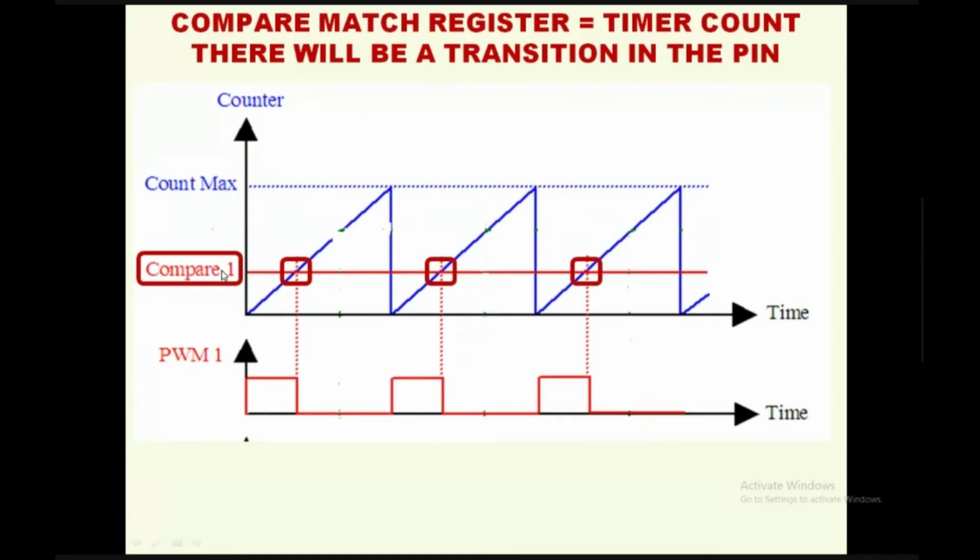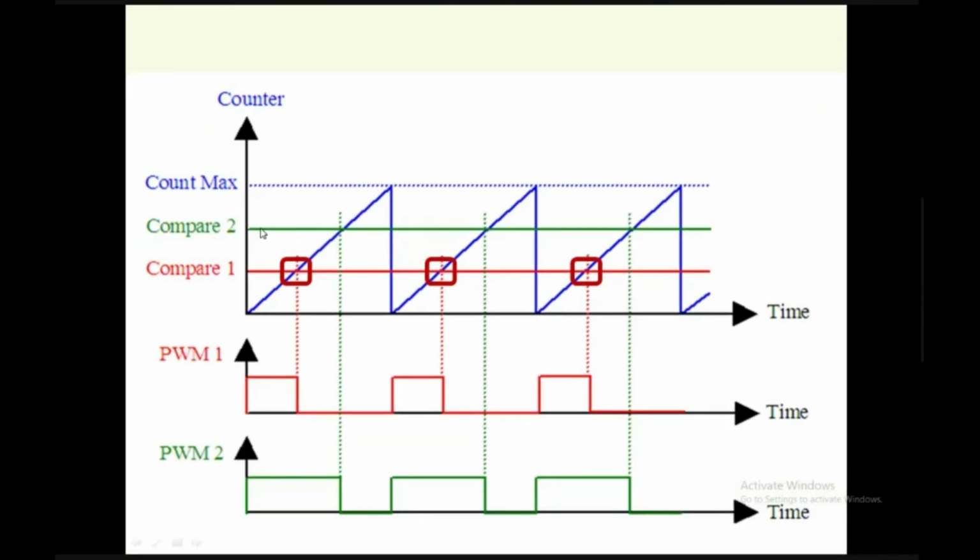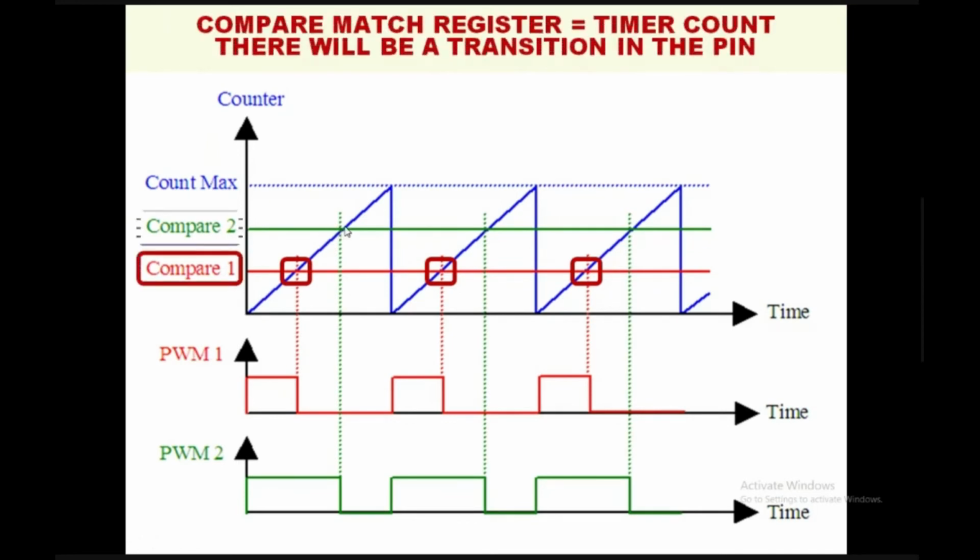By varying the compare register value to some other value, let us assume this is 100, the pulse width is like this. Now let us assume I have changed the compare register value to 200. The same process continues, right? The timer starts at 0 and goes up to 200. When the count reaches 200, the timer value matches the compare register value, and then it produces a transition in the pin.